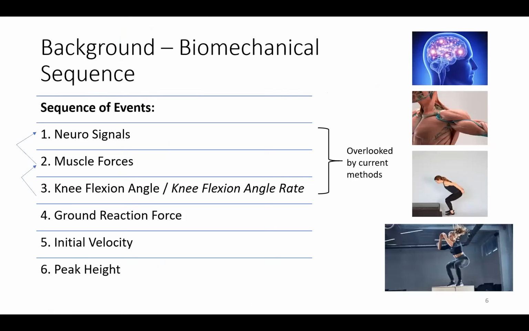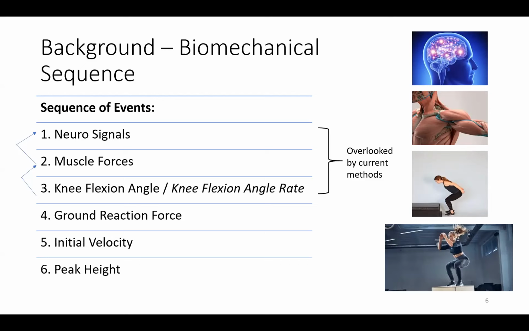So, the biomechanical sequence of the vertical jump, when you bring it down to your basic steps, you get 6 basic steps: the neurosignals, muscle forces, knee flexion angle, ground reaction force, initial velocity, and then peak height. And we found that the last three steps are the ones most commonly recognized and used.